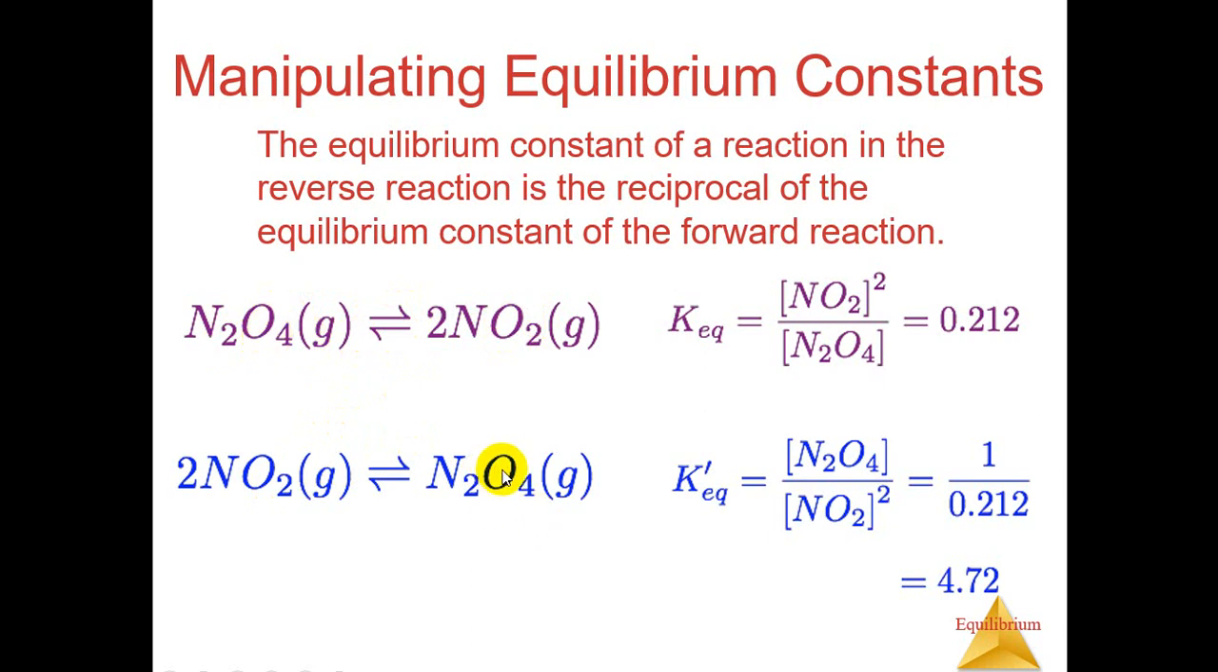So the reverse reaction gives us 1 over 0.212. That is the inverse, meaning that reciprocal is the same as inverse. Whenever you hear reciprocal, it's 1 over something. So if you want the reverse reaction, you just take 1 over 0.212, which is equal to 4.72. You can even see that the reverse reaction's constant is bigger than the forward reaction's.